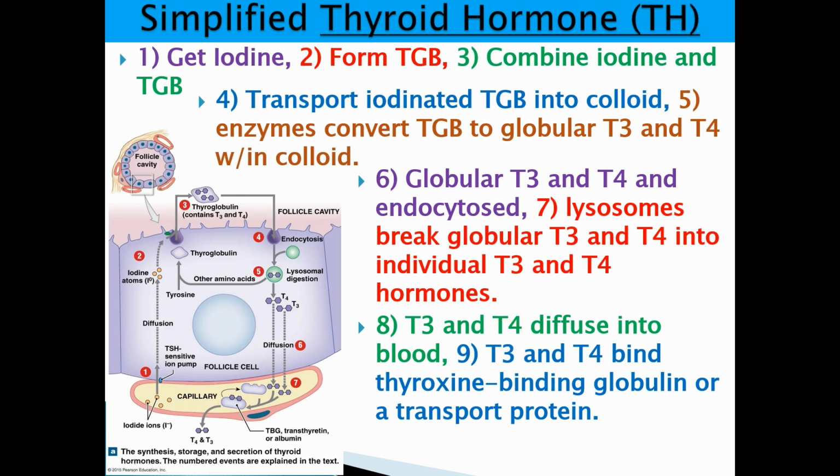individually test on is like what stimulates iodine into the cell? Well, it's the binding of TSH. Where does thyroid globulin get iodinated? It gets iodinated at the apical surface within the follicle cell. Where does globular T3 and T4 form? It forms in the colloid. Where does individual T3 and T4 get formed? It gets formed after being digested by lysosomes within the follicle cell.